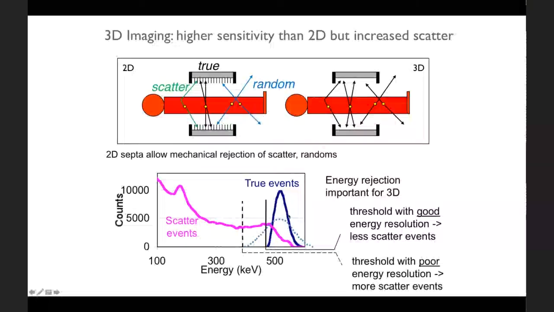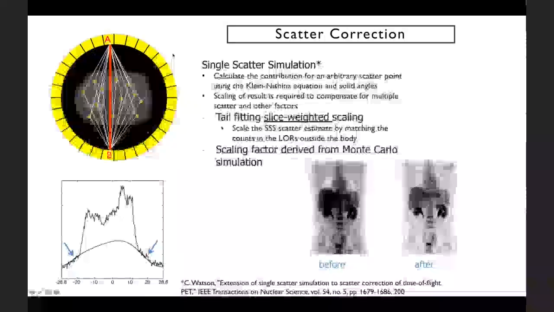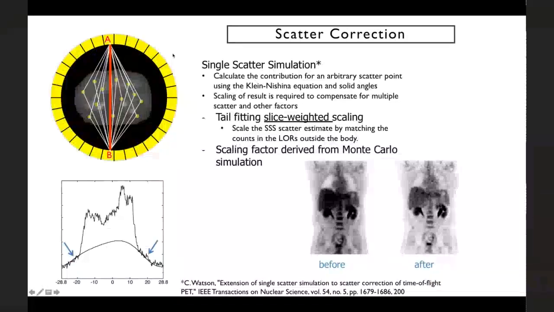If I have a system which has better energy resolution, so it has a narrower distribution, I can move that limit up higher. And so I can eliminate a lot of this scatter, and now I only have to contend with the part that overlaps with the trues. So now I need to find some way to correct for that. And the method which we're using is a modeling method.